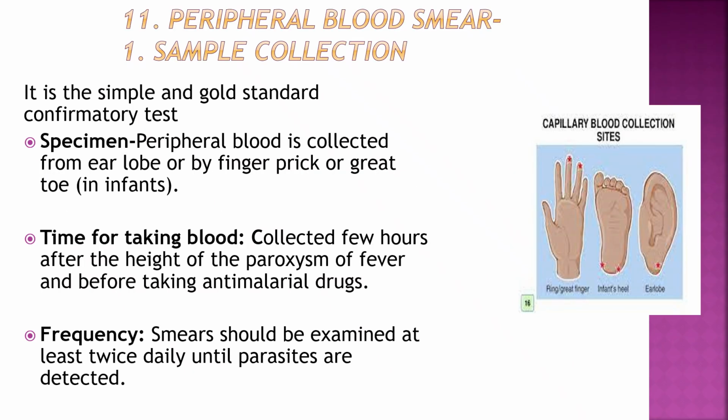Peripheral blood smear: first is the sample collection. It is a simple and gold standard confirmatory test for malaria and filaria or other blood parasites. Specimen: peripheral blood collected from the earlobe or by finger prick, or from the great toe in infants. Blood should be collected a few hours after the height of the paroxysm of fever and before taking antimalarial or antifilarial drugs. Frequency: smears should be examined at least twice daily until parasites are detected.